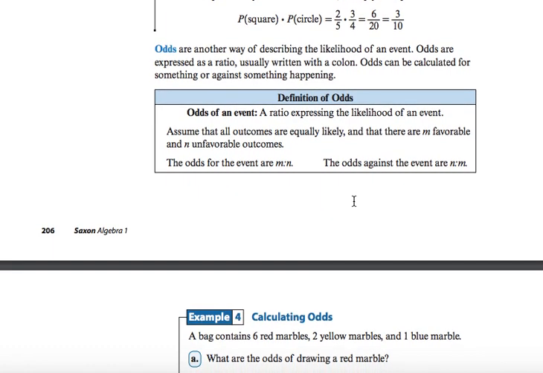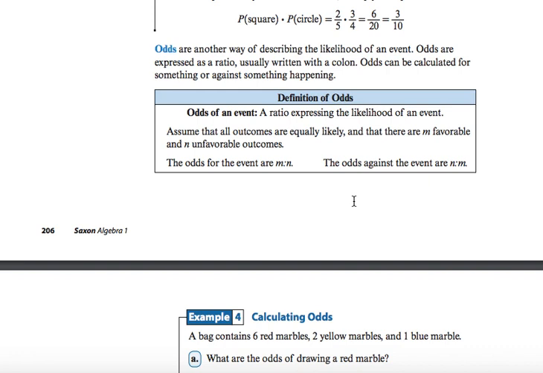Odds. Bottom of page 206. Odds are another way of describing the likelihood of an event. Odds are expressed as a ratio, so a comparison between the likelihood of an event or the opposite of something happening. Odds are expressed as a ratio, usually written with a colon. Odds can be calculated for something or against something happening.